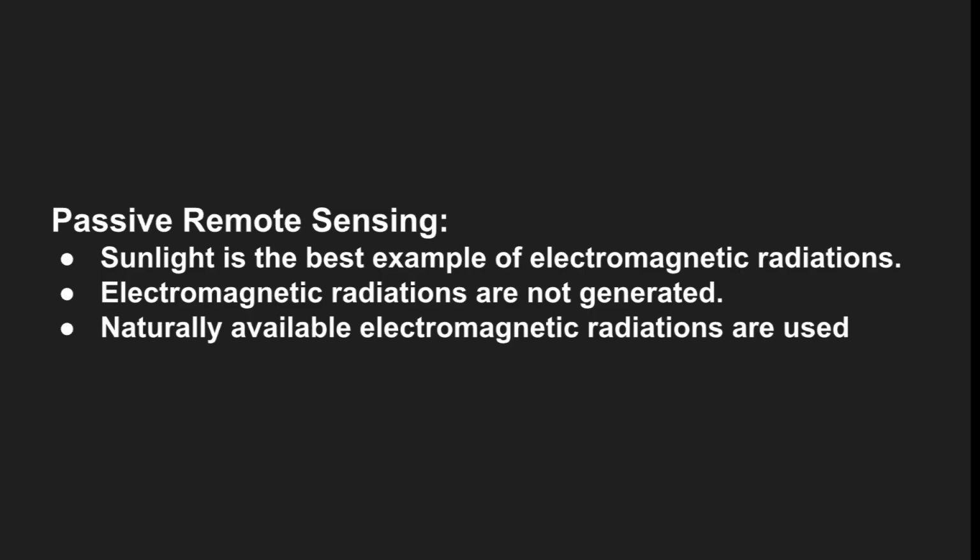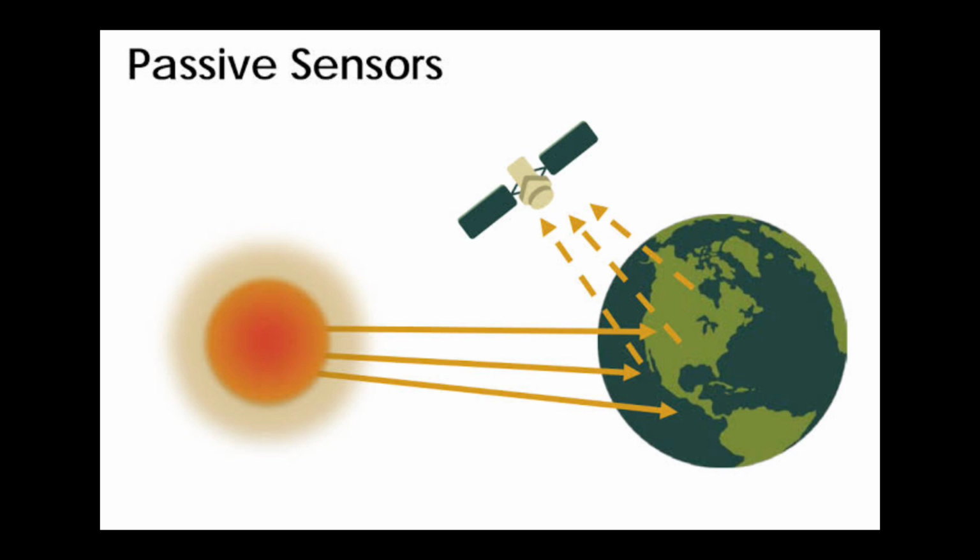Now, passive remote sensing. Sunlight is the best example of electromagnetic radiations. Electromagnetic radiations are not generated in passive remote sensing. Naturally available electromagnetic radiations generated by the sun are used. As you can see in this picture, the sun generates some radiations. The passive sensors will collect those radiations emitted from the object so that data can be obtained.